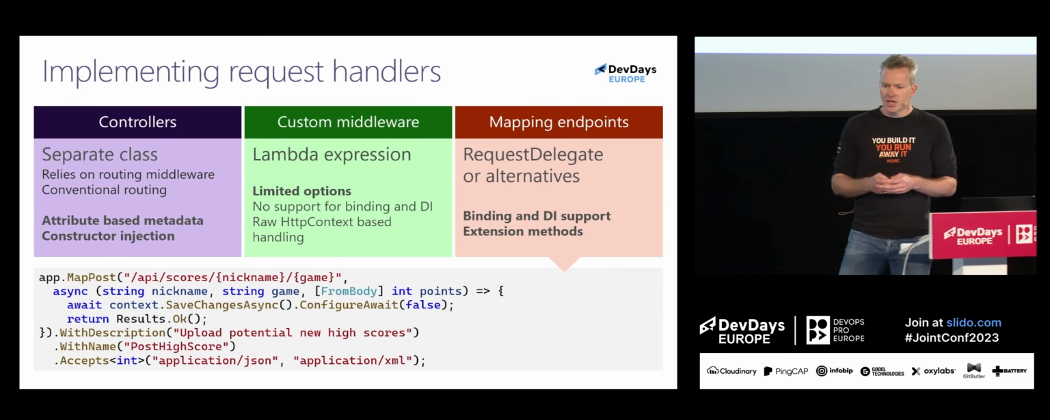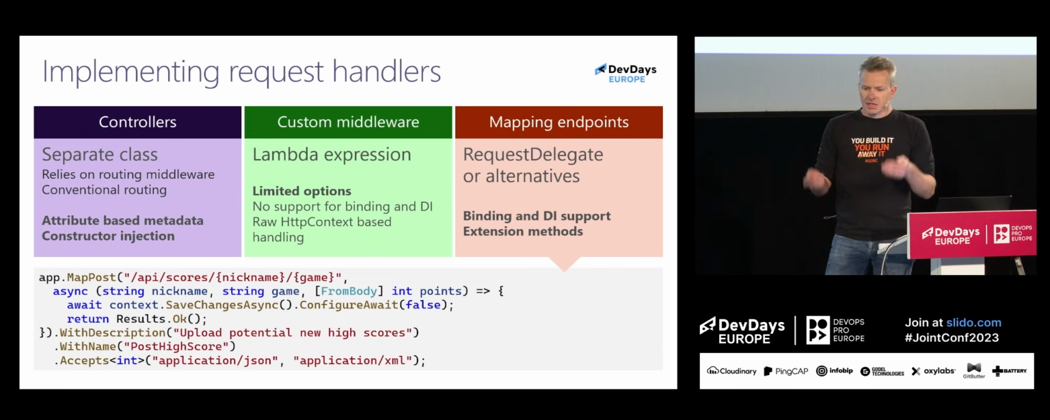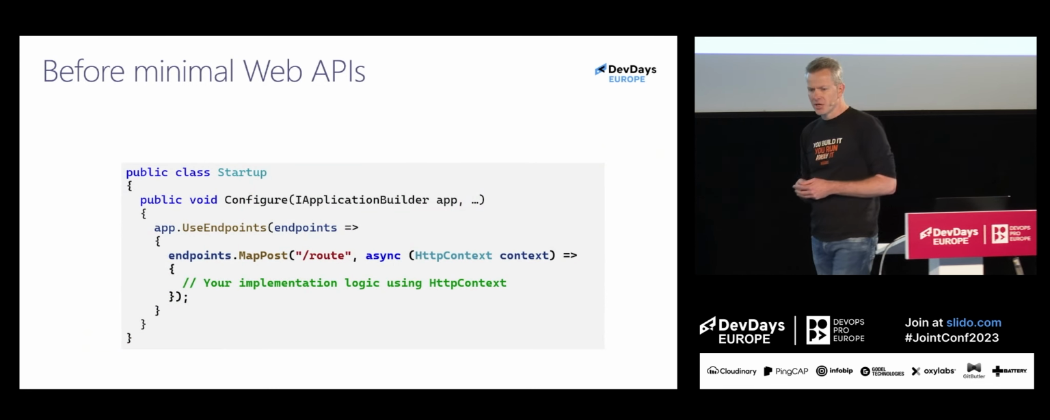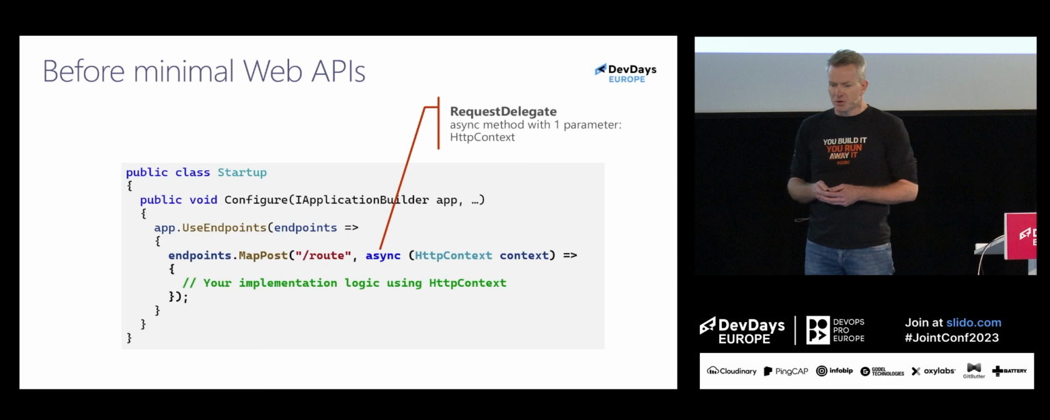So if you start doing this, you will find that you can do the methods at the end. They replace the use of the attributes. So before minimal APIs, you had this request delegate.